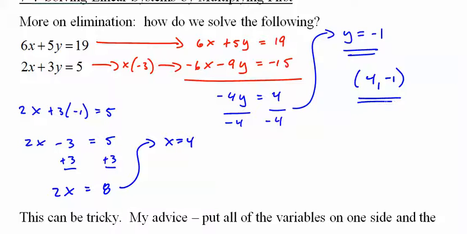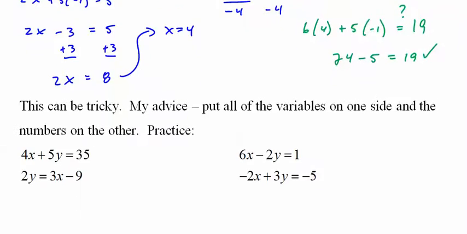I'm constantly reminding people, put them in order, x then y, write out the ordered pair. It's too easy to mess it up. And let's check it. 6 times 4 plus 5 times negative 1 should equal 19. 24 minus 5 does indeed equal 19.